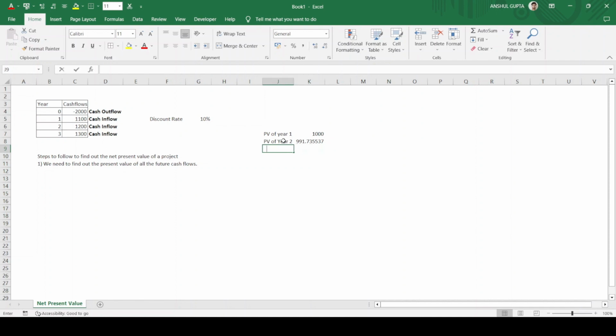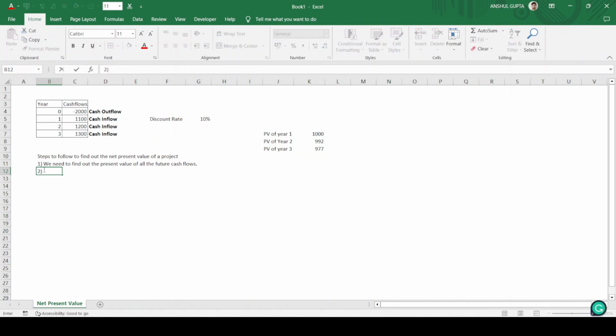Present value of year 3. Let's calculate this as well. Equals to, select the cash flow of the third year divided by, start the bracket, 1 plus discount rate, close the bracket, and we need to take the power as 3 because this is year 3. Let's round this off. So this is our first step, that is we need to calculate the present value of all the future cash flows.